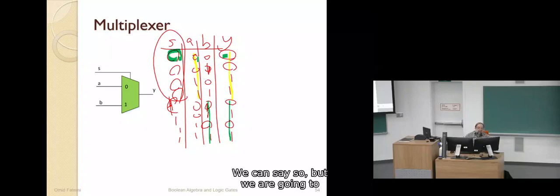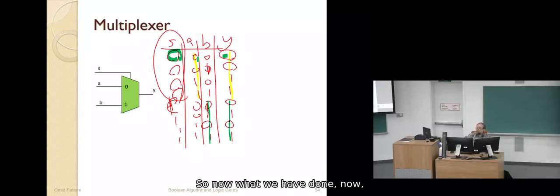We can say so, but we are going to design it to see how it will be implemented. But for the time being, when S is 0, Y doesn't depend on B. B doesn't have any role in Y when S is 0. And when S is 1, A doesn't have any effect, any role on Y. Okay. This is a very good function. We will use it later, a good gate that you could use in your designs.